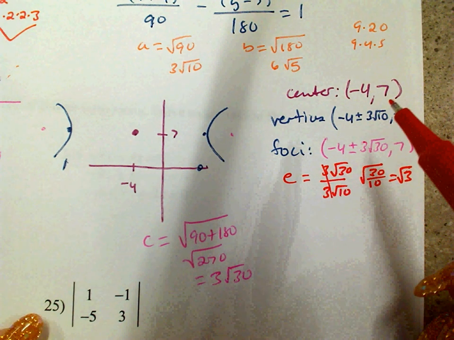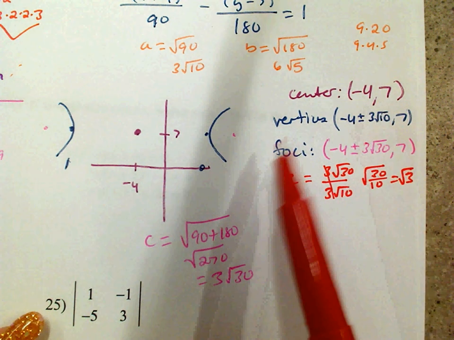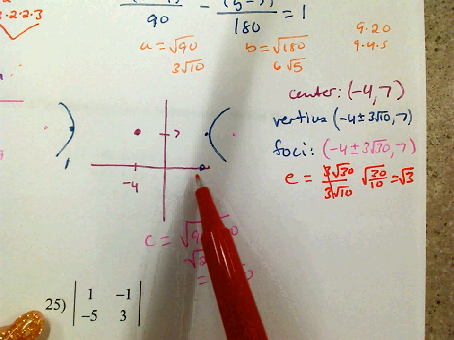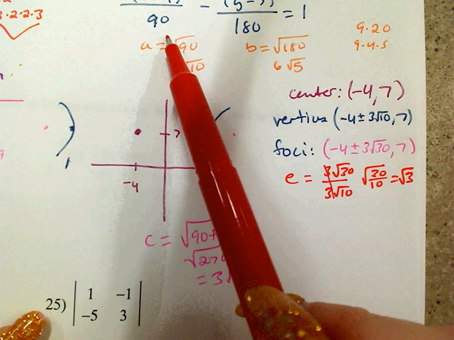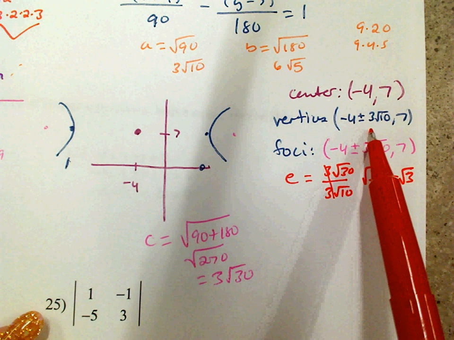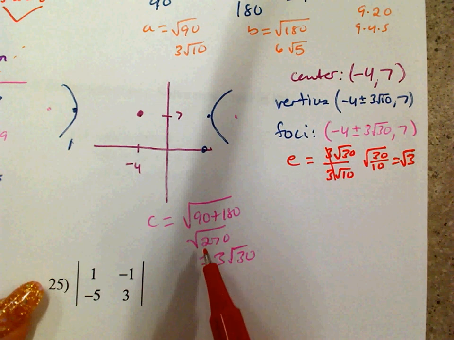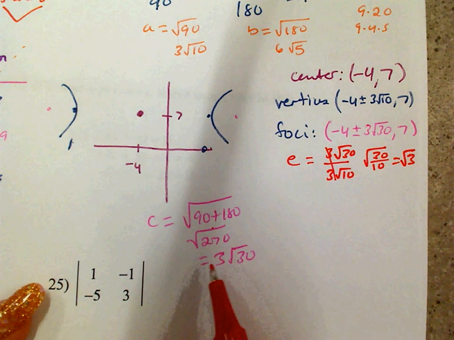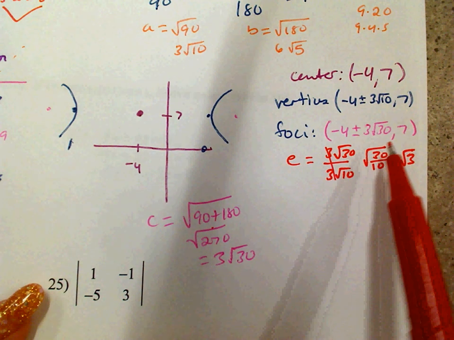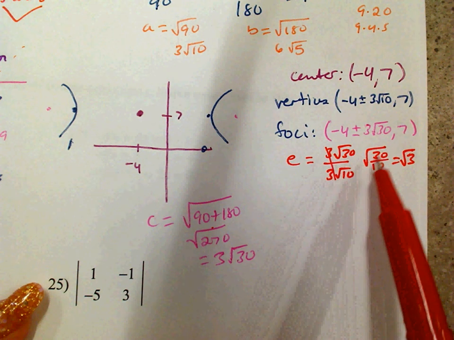Yeah. So the center is at negative 4, 7. So I sketched this point right here. The vertices are negative 4 plus and minus 3 root 10, 7, because I know that a is the square root of 90 and it's underneath x, so I'm going left and right 3 root 10. The foci change the same distance, so I found c by doing the square root of a squared plus b squared, and that's the square root of 270, which is 3 root 30. So negative 4 plus and minus 3 root 30, comma 7. And then the eccentricity is c over a. So 3 root 30 over 3 root 10. The 3 simplified out. The square root of 30 divided by 10 is just the square root of 3. So eccentricity is the square root of 3.